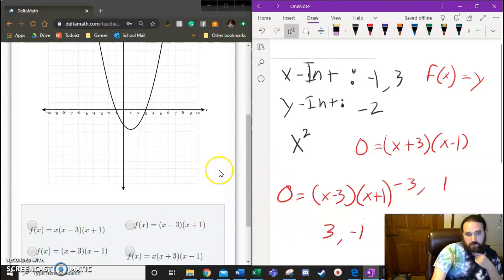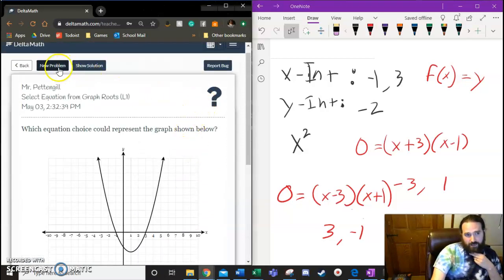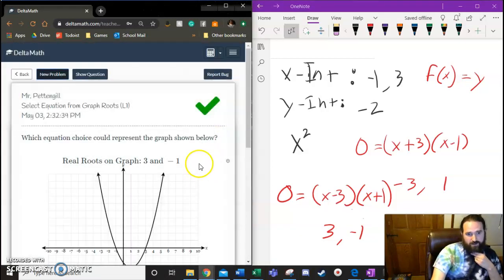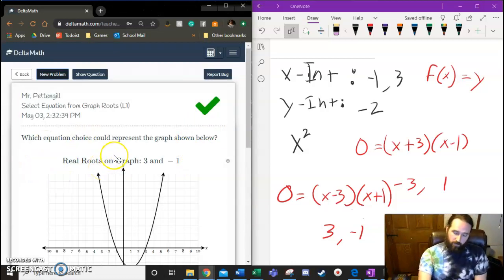So, bloop, I'm saying it's that guy. And, wait, there we go. Submit answer. Yes, I want that to be my answer. Huzzah, I'm right. Because I found the roots. I knocked out the options that were not going to be x squared, and then I found the option that gave me those roots. That's it.